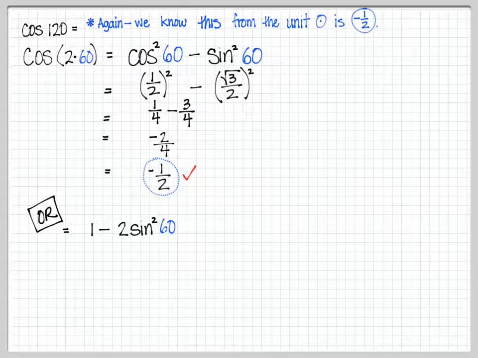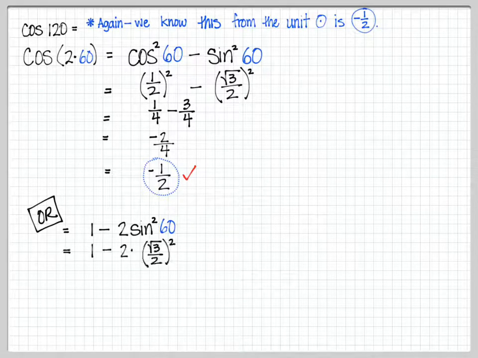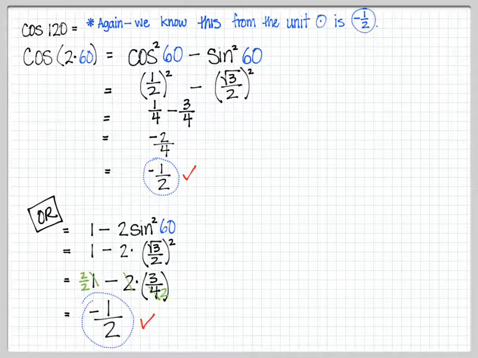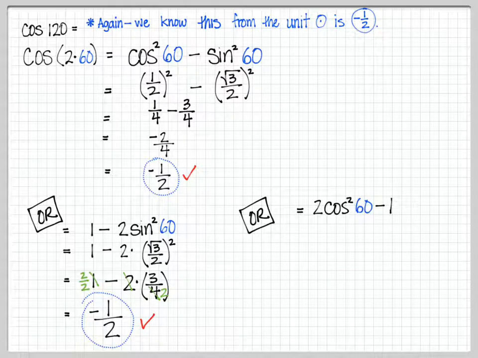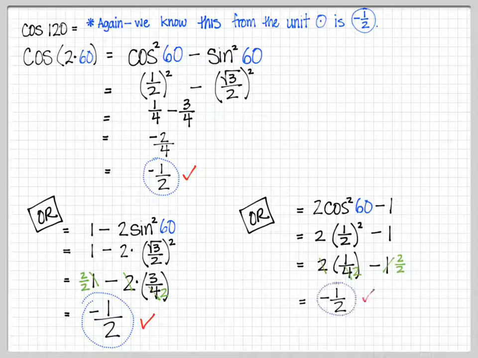We could have instead just used this formula, 1 minus 2 sine squared 60 degrees. And if we work that out, we can see we get negative 1/2 again. Or, if you had preferred, you could have used 2 cosine squared 60 minus 1. And again, simplifying it out, we still get negative 1/2. So it didn't matter which one of these 3 formulas I used, I got the correct answer.